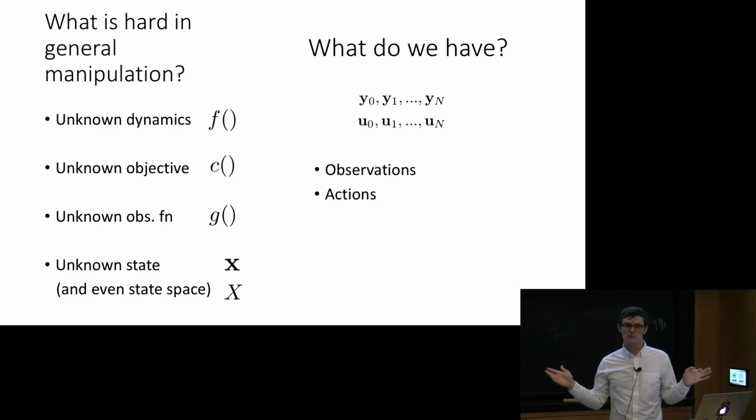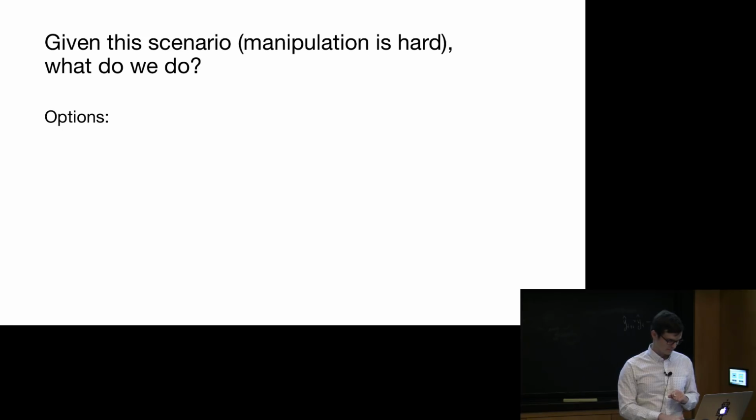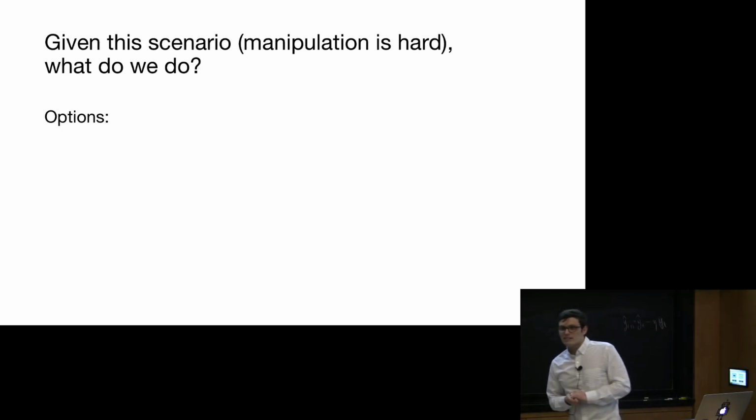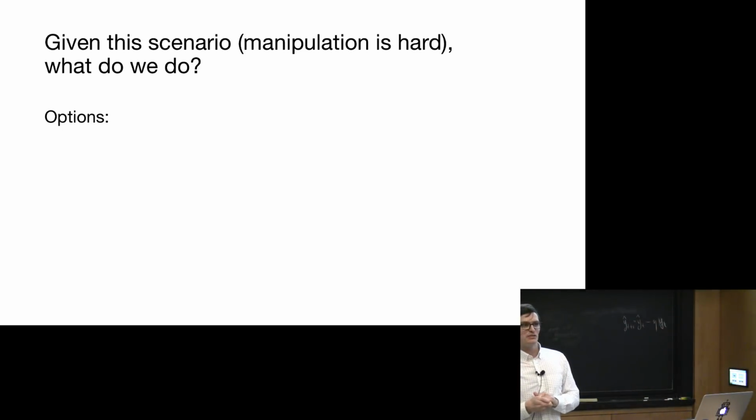So again, all we have is observations and actions. That's all we got. Okay, given the scenario that robot manipulation is very hard, I think there's 4 options that we have.